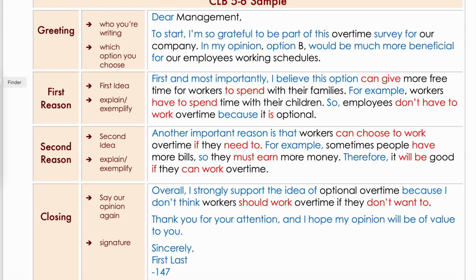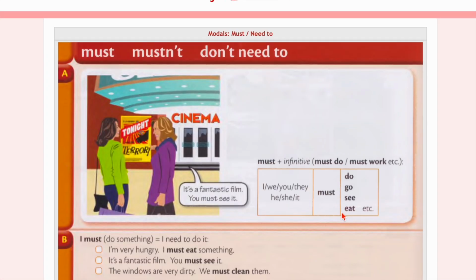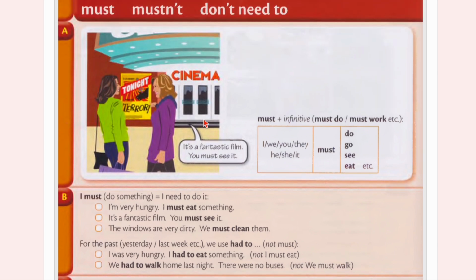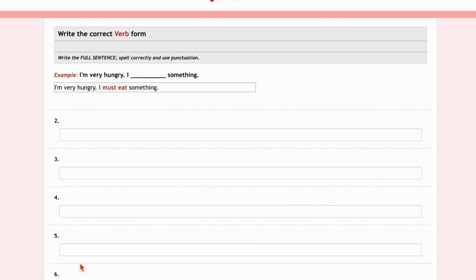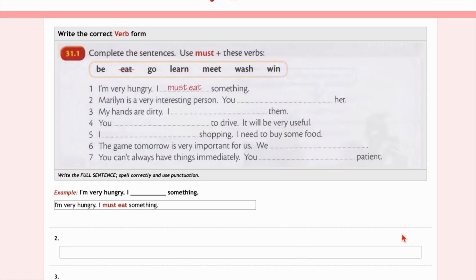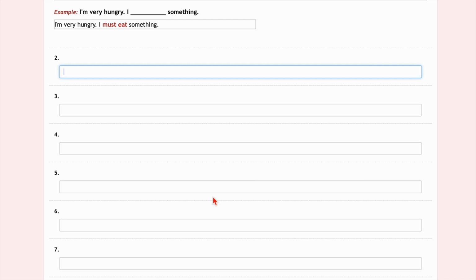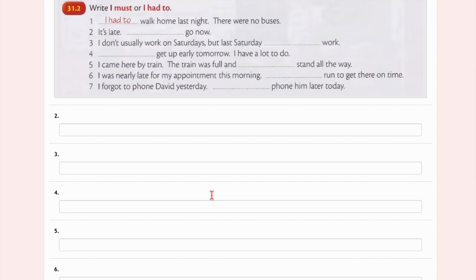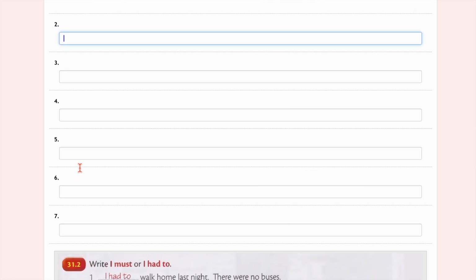So I will leave from our library, we have some grammar practice. And for example, about modals, must, have to, need to, I will leave this link down here for you to read from one of our samples. And there's also some practice exercises where you can practice by writing sentences, which is really good to develop your writing. Okay, you can follow the instructions. All you need to do is write the sentence in here.